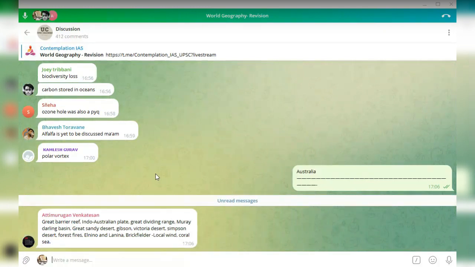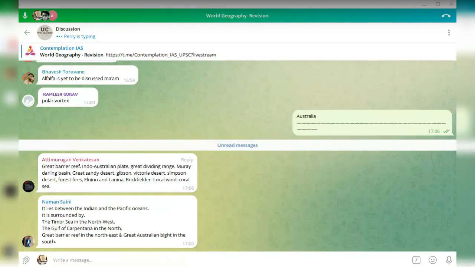Great Barrier Reef, Indo-Australian Plate, dividing range, Murray-Darling Basin, correct. Sandy Desert, Gibson, Simpson, Victoria Desert, forest fire, El Nino, La Nina, local wind. Yeah, correct, nice. Other people? Indian and Pacific Ocean, surrounded by the Timor Sea in the northwest, Carpentaria, okay.